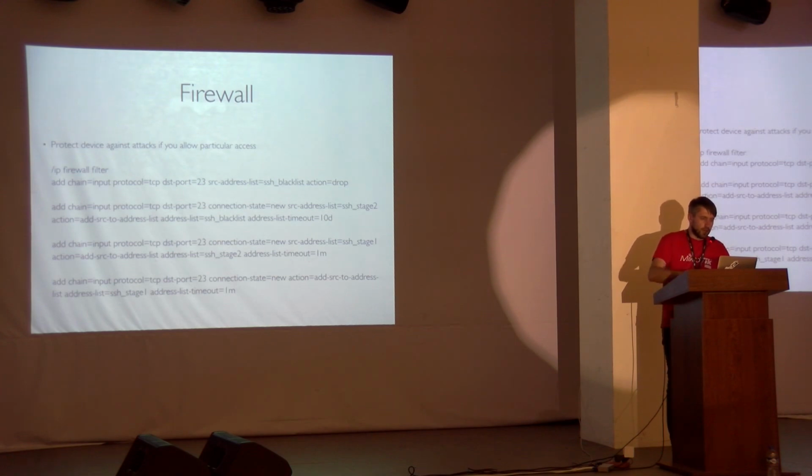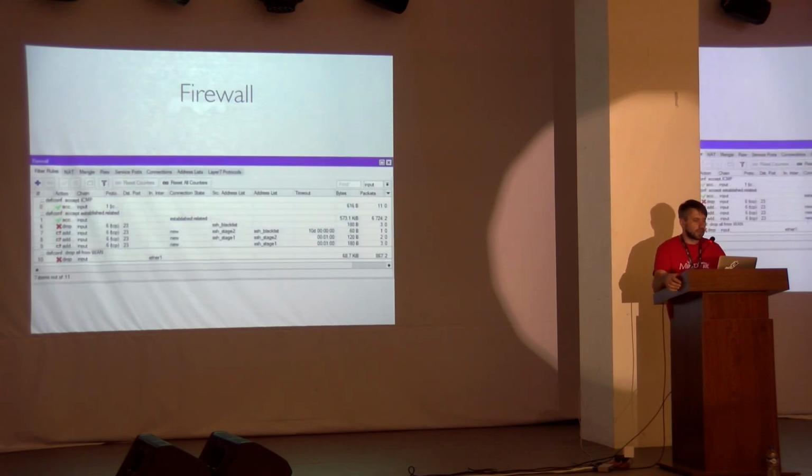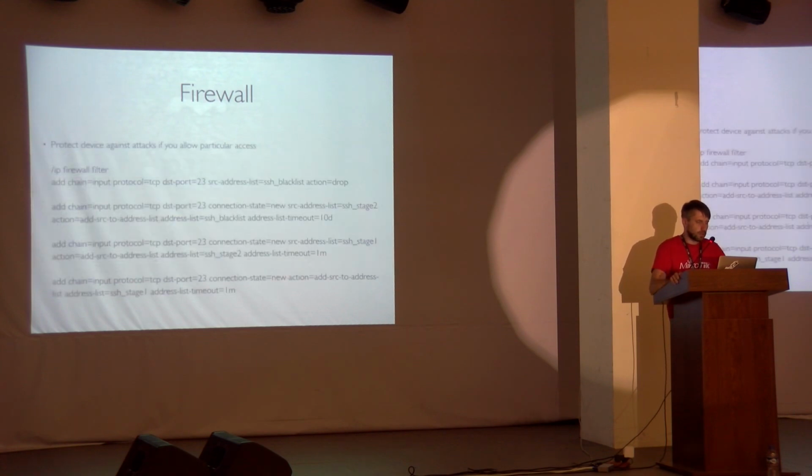This is a firewall example that I think was already shown by the last presentation before the lunch, but just to go quickly over it. If you want to allow access to your router by SSH, for example, this example is really for telnet port 23, and it works in a way like that.